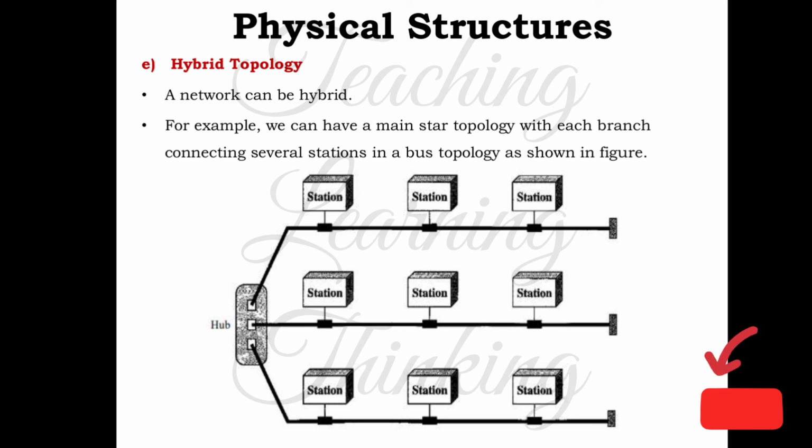The fifth one is hybrid topology. The network can be hybrid, which means a combination of these four topologies. For example, we can have a main star topology with each branch connecting several stations in a bus topology, as shown in the figure. There is a star topology with the hub shown here, and these three are bus topologies. So this is hybrid topology, a combination of the other topologies.